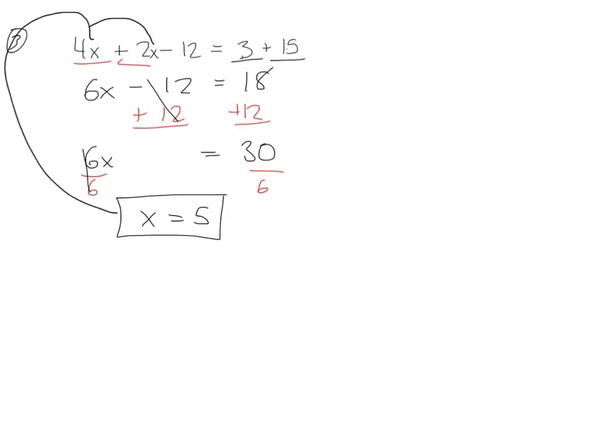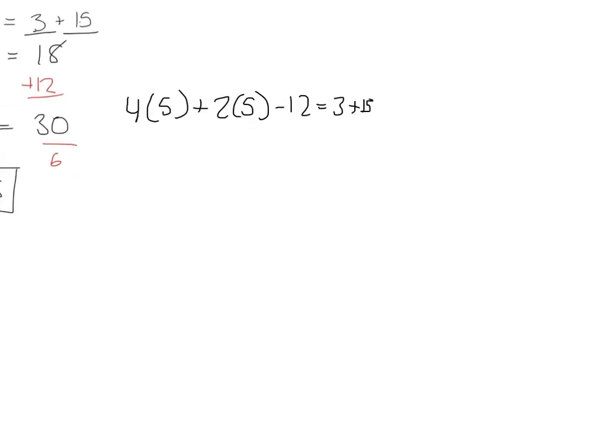So if I rewrote it, it'd be like saying 4 times 5 plus 2 times 5 minus 12 equals 3 plus 15. Hopefully you can see all that. All right, so that would give me 20 plus 10 minus 12 equals 18. Order of operations, we're going from left to right, even though addition and subtraction are on the same playing field for order of operations, got to move left to right. 20 and 10 gets you 30, minus the 12 equals 18.